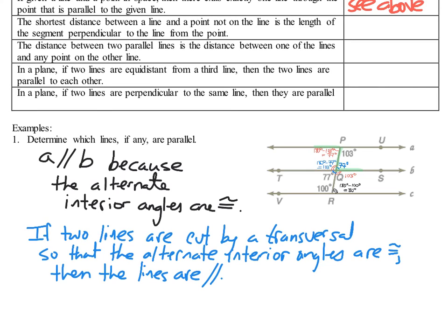Now, they said determine which ones are parallel. They didn't ask us to determine which ones weren't. So I don't have to make any statement regarding line C, but if a question said, state which lines are parallel to which other lines and which ones are not, then I'd have to go a little bit further, but this is enough to justify it, all right?